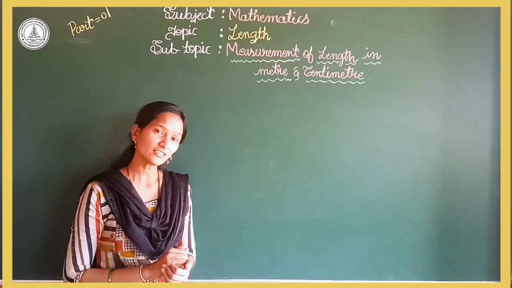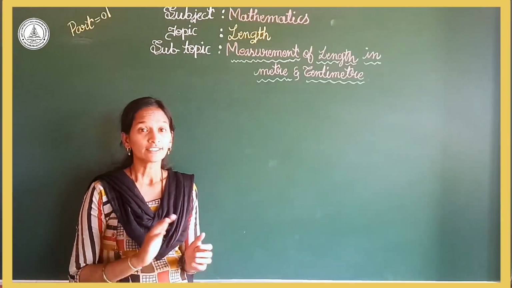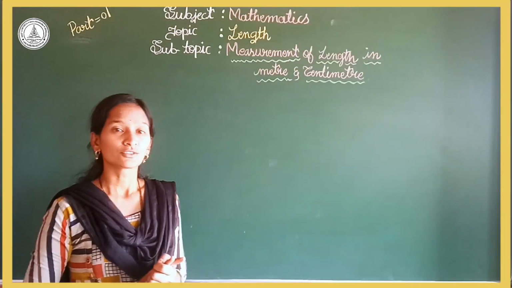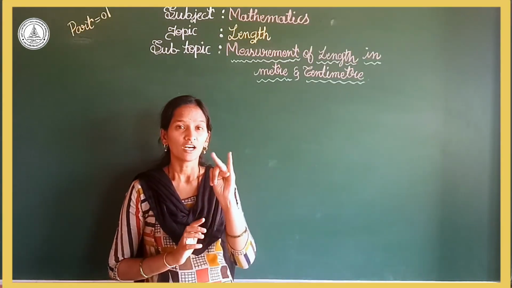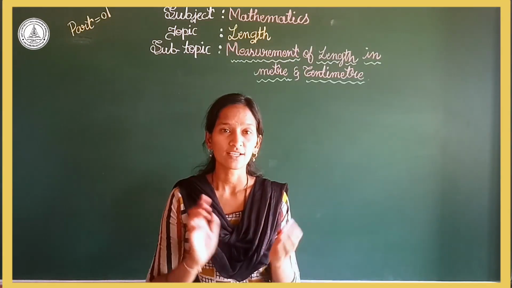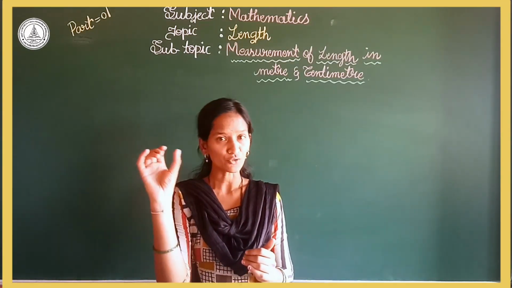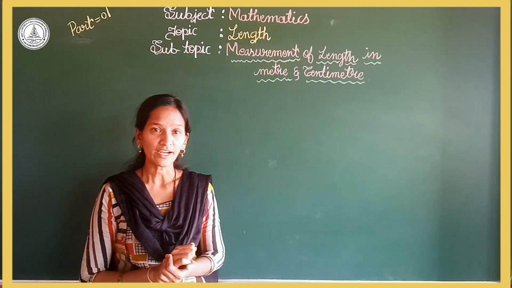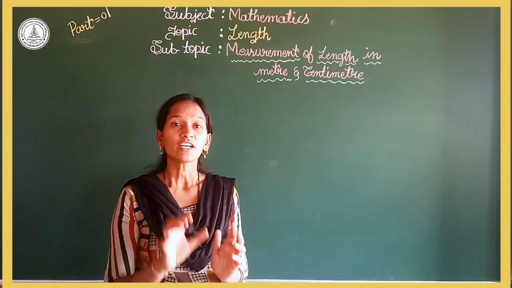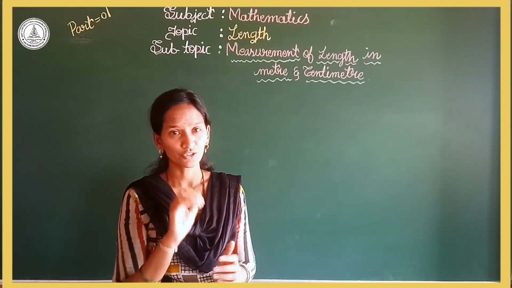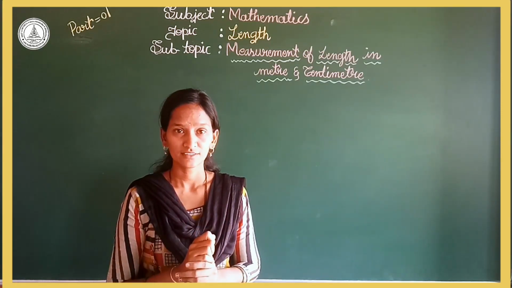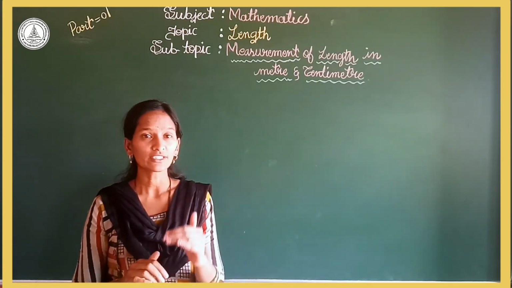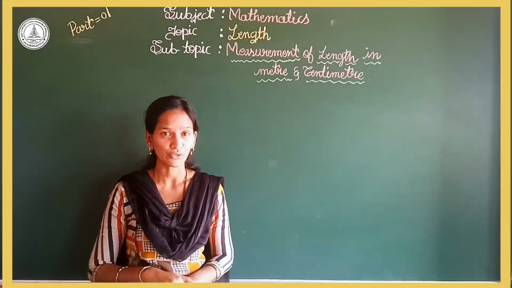Are they of equal length? No, right? They are not equal. So that's why the hand span, finger span, foot span and also the cubit are called non-standard units of measurement. These units are not giving an accurate reading. They are not giving the exact length. That's why we call these non-standard units.